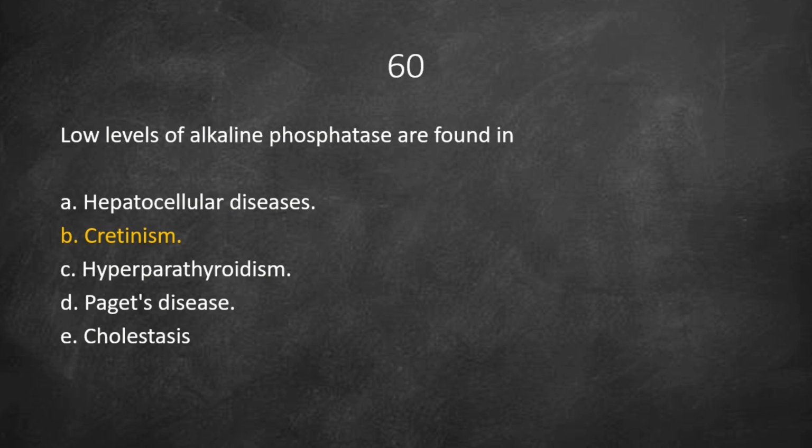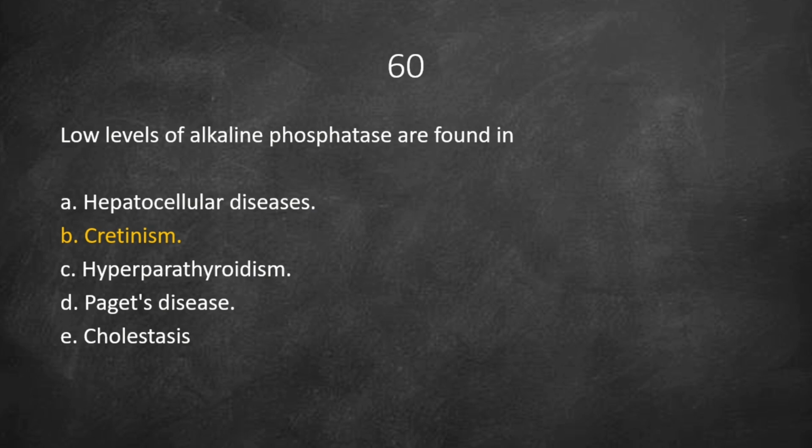If you look at option A, hepatocellular disease, it often results in elevated ALP levels and not low ALP levels. Hyperparathyroidism is also associated with elevated ALP levels due to increased bone turnover and then potential osteitis.